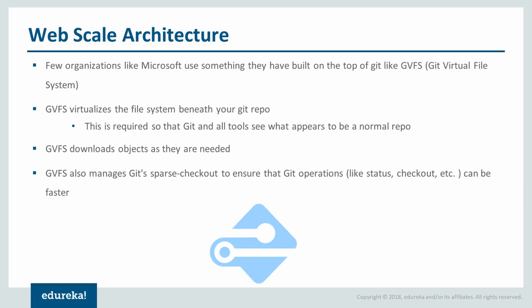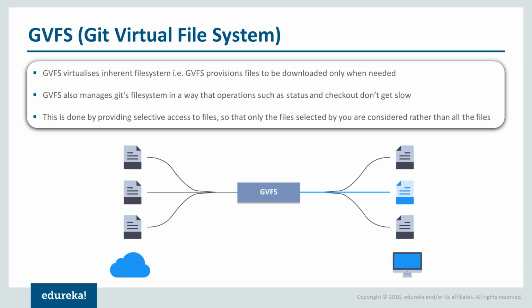GVFS only downloads files as they are needed. It also manages Git's internal state so that it only considers the files you have accessed. Instead of having to examine every file in the repository, you only examine the files that have been accessed. This ensures that operations like status and checkout are as fast as possible. So this is GVFS. For example, here you can see that on the repository we are only downloading the files that we have changed, so we have selective access to the files.